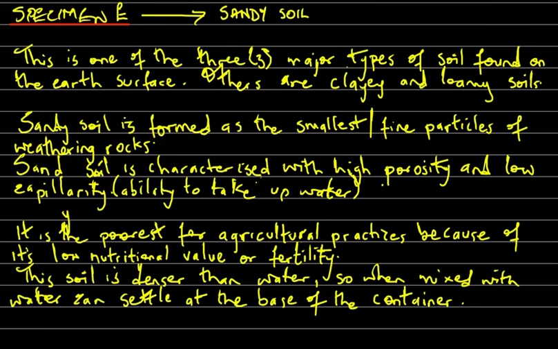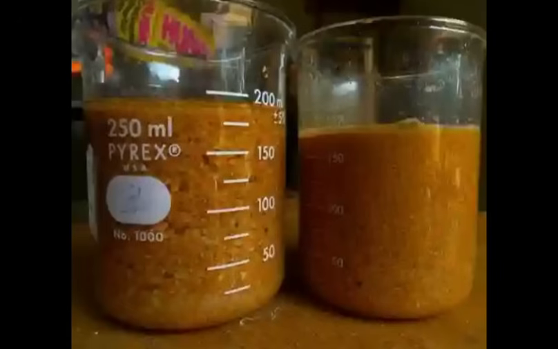It is very poor when it comes to agricultural use because it does not have the ability to retain water or nutrients as the plants will be needing them. This soil is denser than water, and so when it is mixed with water, it can easily settle to the base of the container in which it is placed. So we will look at how we can use this in an experiment. We do not know the dimension in which WAEC will be coming from, so we try to cover all the bases as much as we can. So we can see an example picture of the sandy soil.